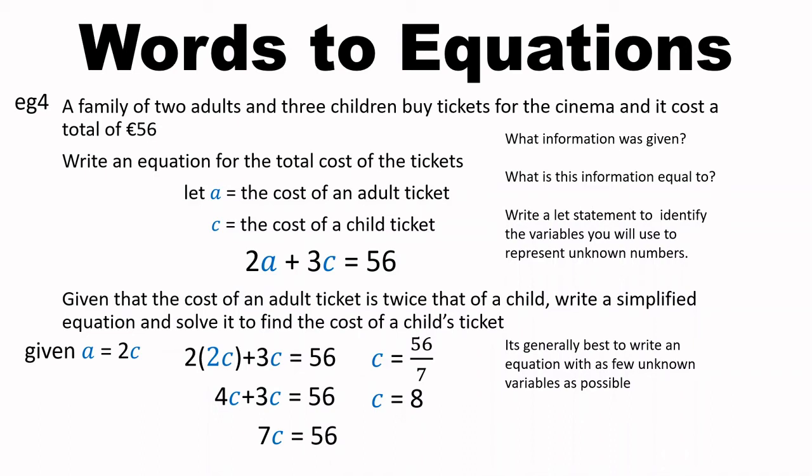Always finish by rereading the question to make sure that you've answered it correctly and completely. In the question, we were asked to solve to find the cost of a child's ticket, and we've done that. If they had asked us to find the cost of an adult's ticket, we would have another step to go. An adult's ticket is twice a child's ticket. 2 times 8, 16. But as we're just looking for the child's ticket, let's not confuse our answer. The child's ticket costs €8.